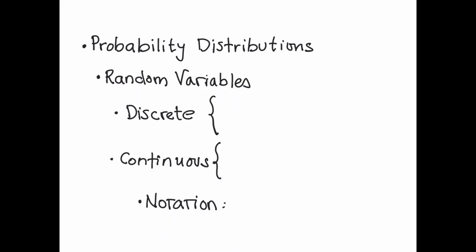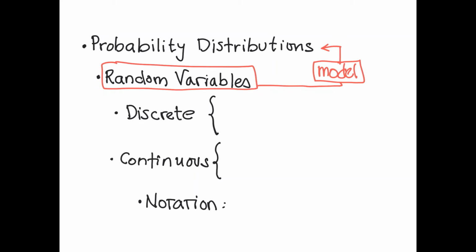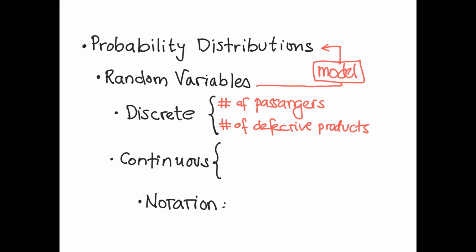Probability distributions are mathematical functions that are used to model random variables. Random variables, on the other hand, are variables associated with processes that involve some probability in their operation. According to the type of data that you can collect for those variables, they are classified as discrete and continuous.